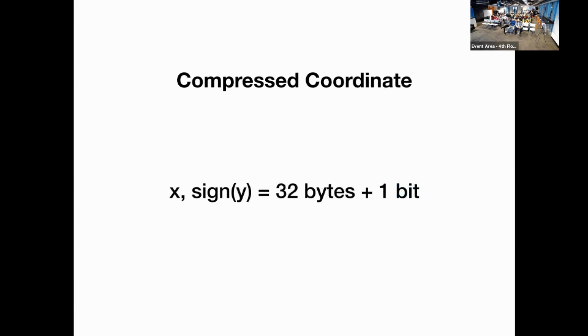So in the end, we're going to get a compressed coordinate. The x value is 32 bytes long. And we just need to encode the sign of y, because minus y times minus y is also y squared. So is it plus y or minus y? We need to encode the sign. So overall, it's just 32 bytes and 1 bit that we need. So we cut down half of it.